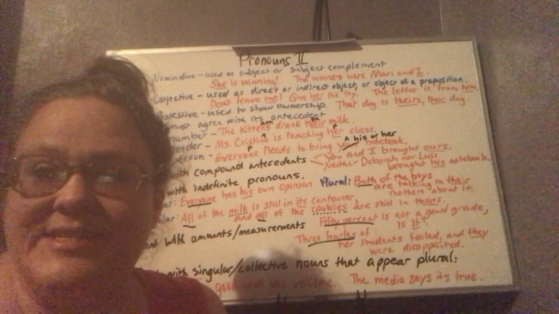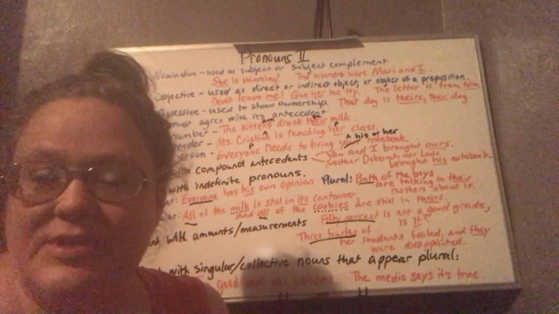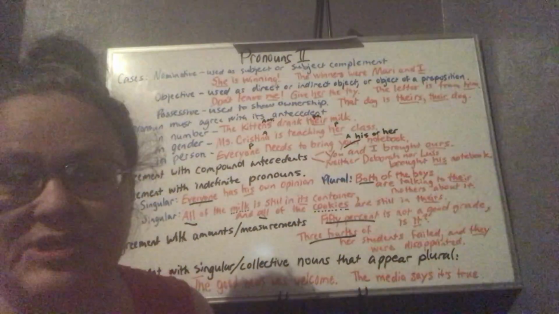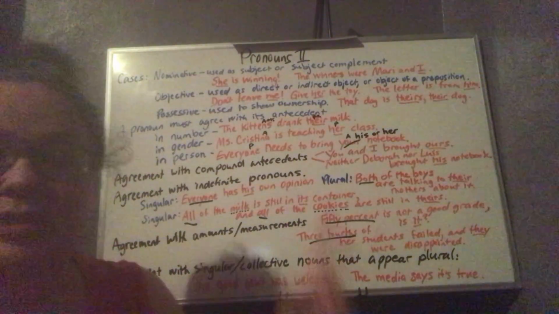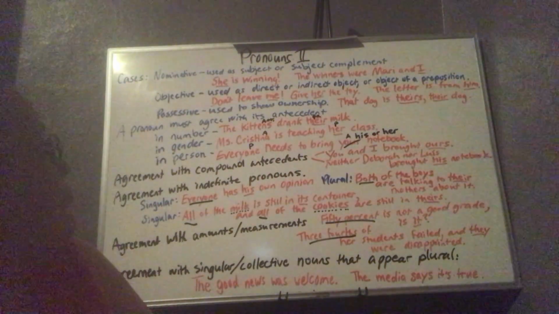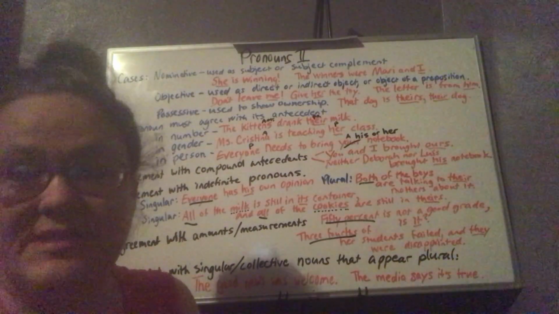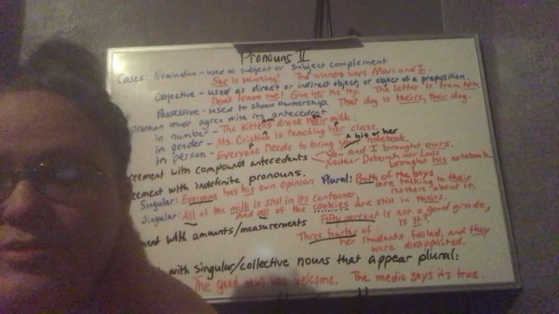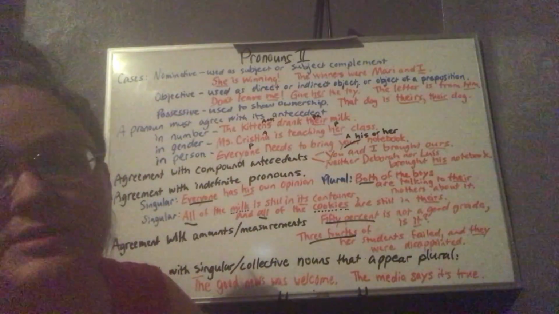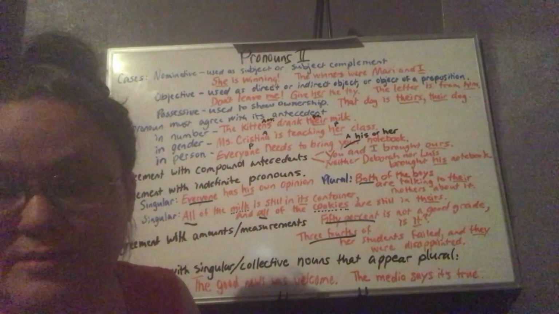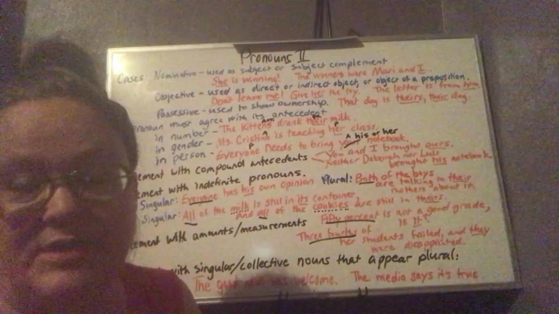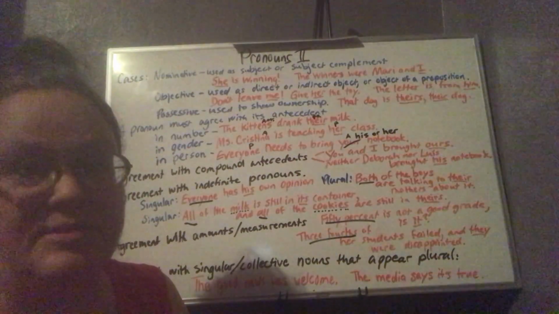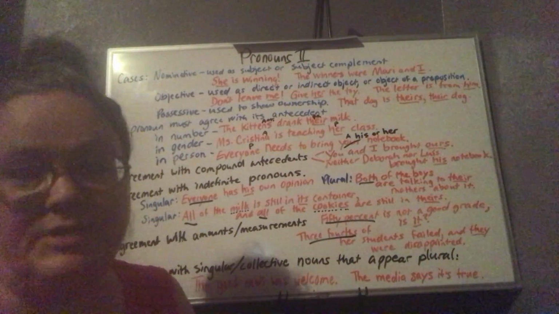Hi. This next section of work is going to be another section of pronouns. Pronouns Part II. We're going to first talk about cases. Pronouns come in three cases: nominative, that's subject; objective, that's object; and possessive, that's the one that shows ownership or possession.